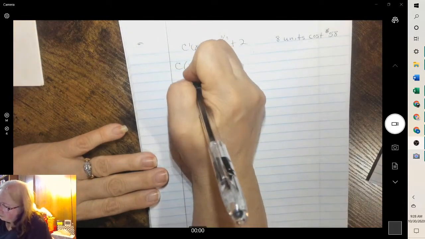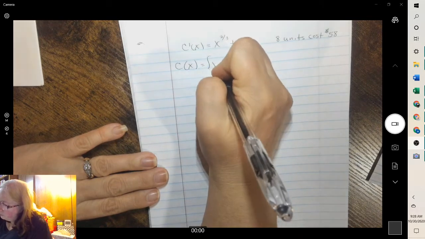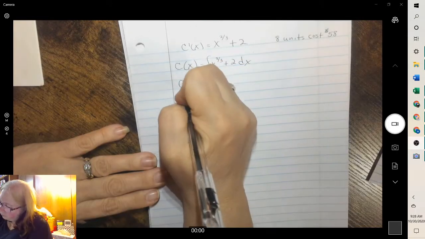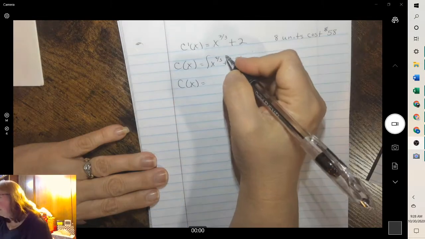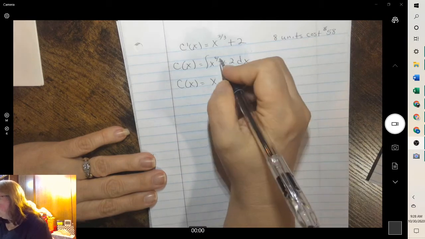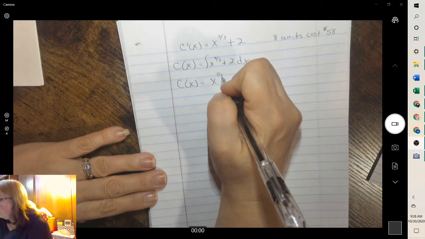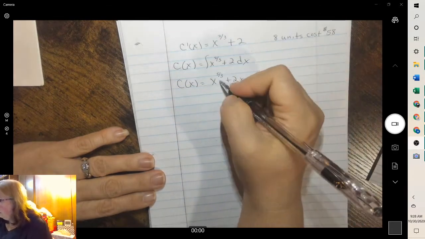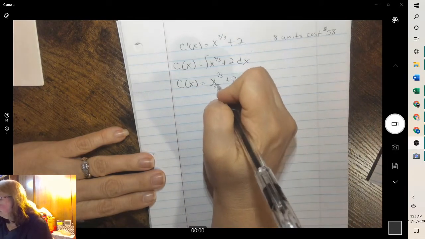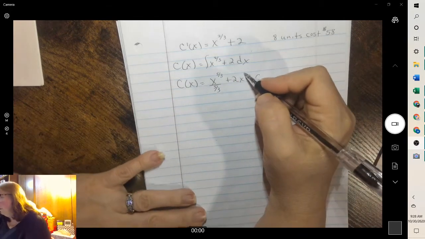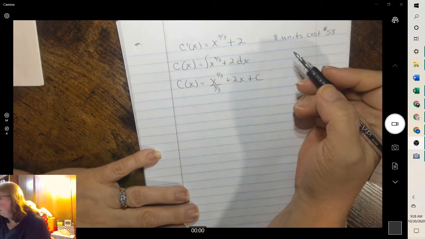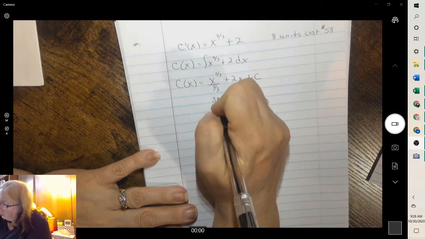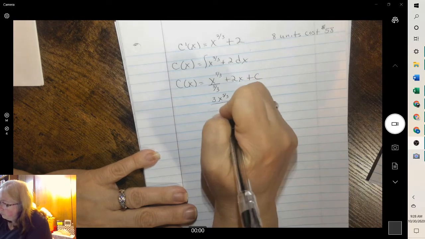First thing, take the integral. So we add 1. X to the 5/3 plus 2x plus C. And when we add the 1, don't forget to divide by it. This would be 2x to the first, so dividing by 1 doesn't change it. Now when you divide by a fraction, you can flip it and multiply, so this is actually 3x to the 5/3 over 5.